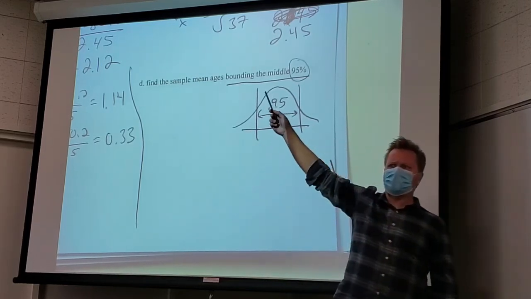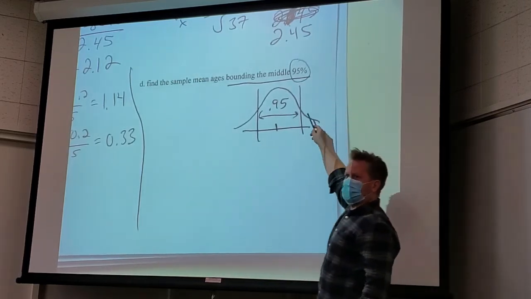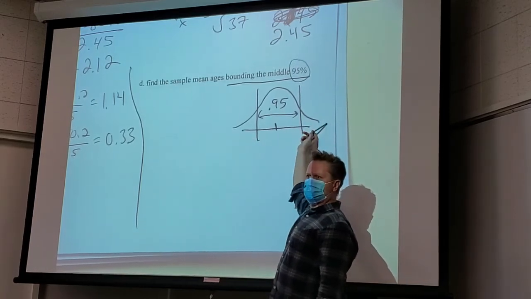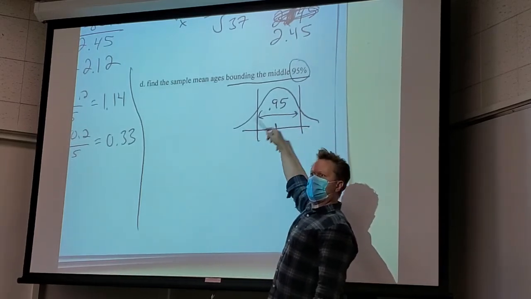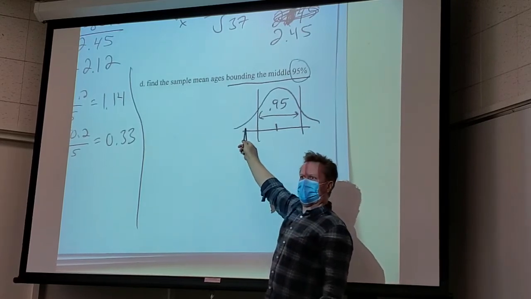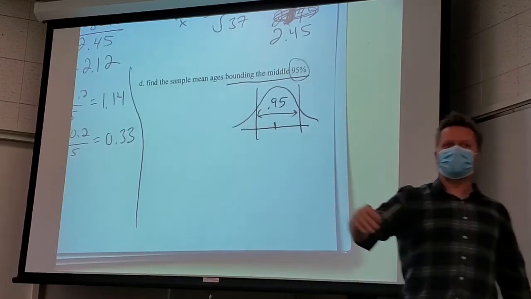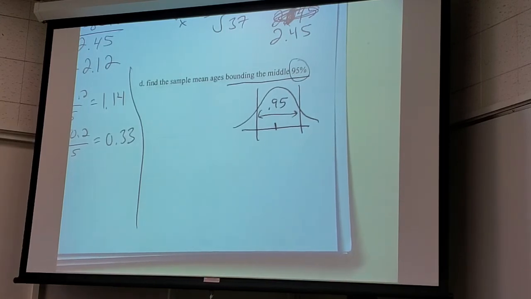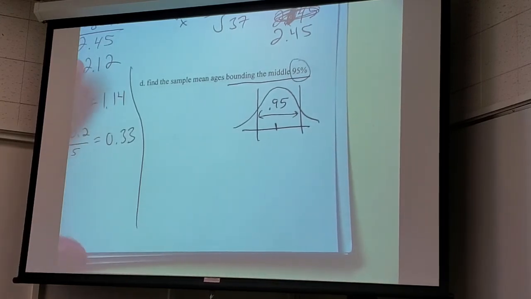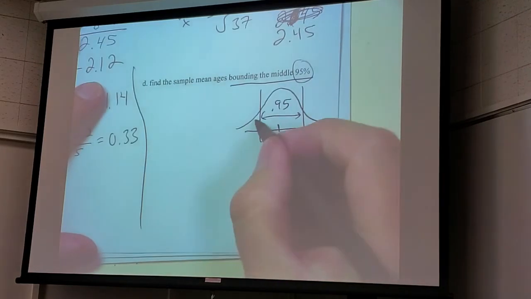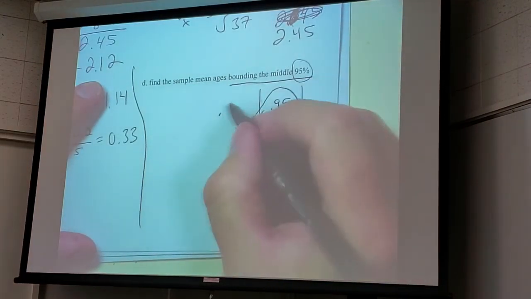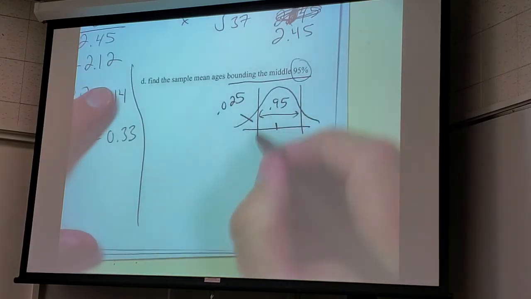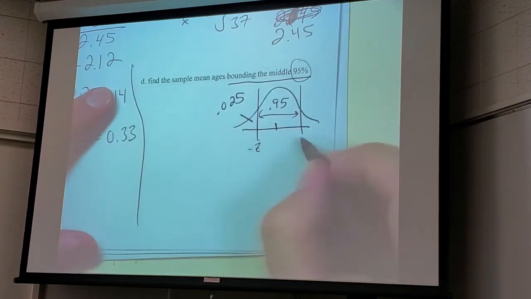This is 95% in here, correct? How much is outside? 2.5% on each side, right? So there's 5% outside, so there's 2.5% on this side. That is 2.5% below that line I drew, correct? We've done something sort of like this before. This is 2.5%. That is the area below this z-score.